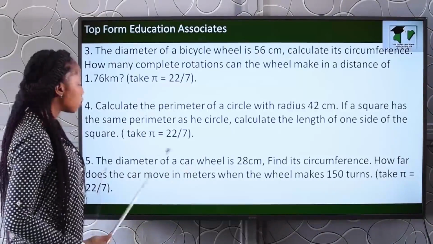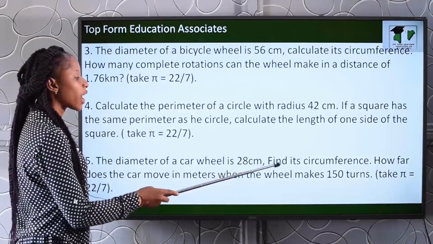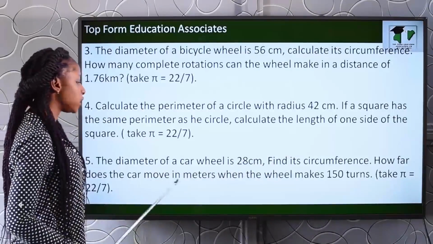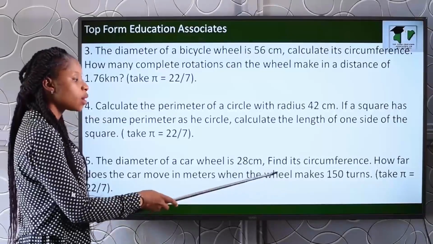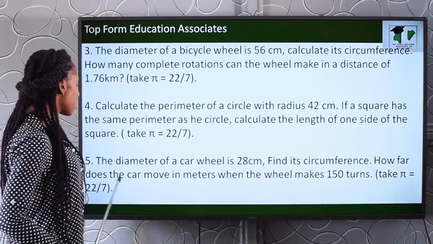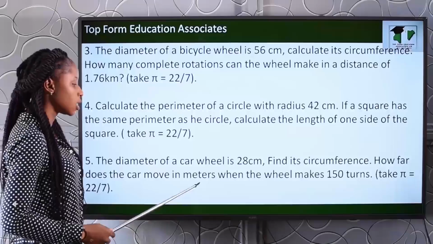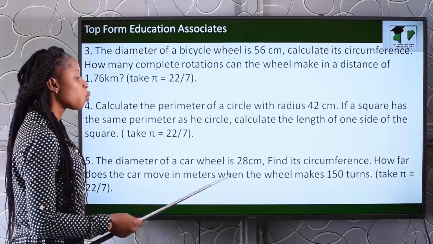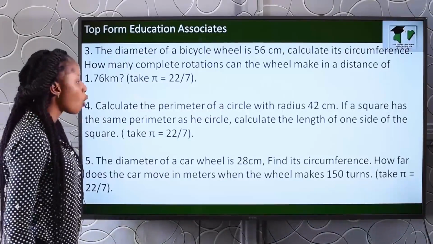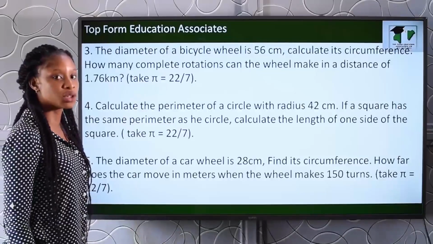Number 5, the diameter of a car wheel is 28 centimeters. Find its circumference. And how far does the car move in meters when the wheel makes 150 turns? Okay, find how far, meaning find the distance the car can move in meters. Okay, in meters, take note of the units. When the wheel makes 150 turns, take pi as 22/7. I'm going to give us a few minutes to do these evaluations.